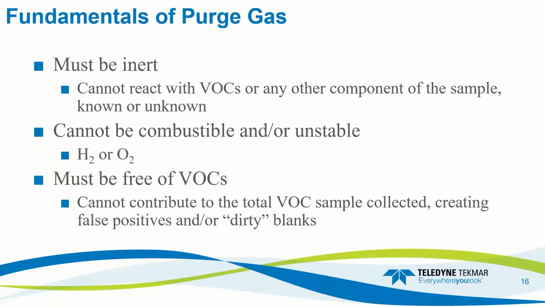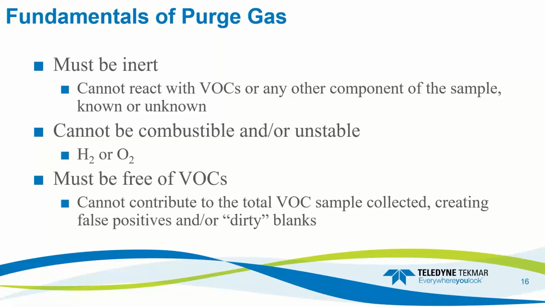Right, and these are the characteristics for a great purge gas for VOCs. So it must be inert, meaning it can't react with the VOCs or anything else in the sample. It cannot be combustible or unstable, such as hydrogen. For our instruments during desorb, the trap is closed off and heated, and that builds pressure and can cause problems for such combustible compounds such as hydrogen or oxygen.